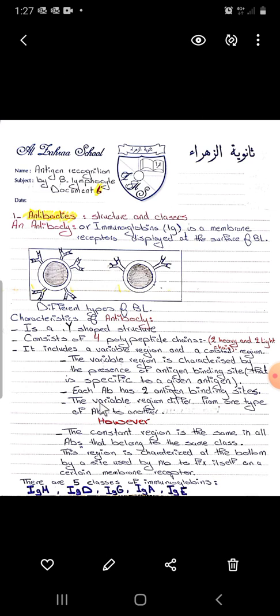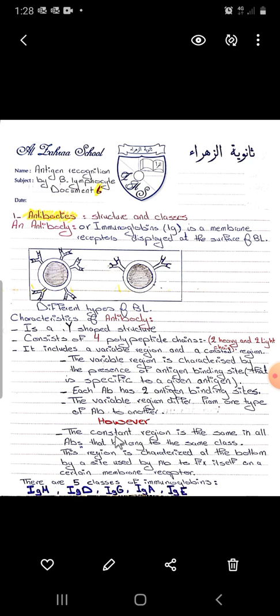The variable region differs from one type of antibody to another. So each antibody has a specific variable region. As you notice here, this is a B lymphocyte and this is a B lymphocyte. Each B lymphocyte has a variable region that differs from the other. As you notice here, it's like the triangle. It fits the triangular antigen, but here it fits the circular antigen.